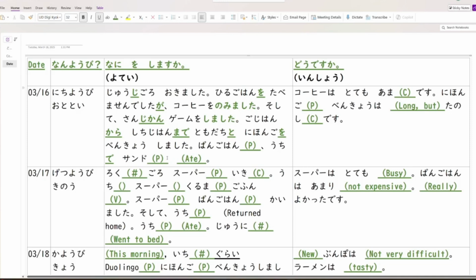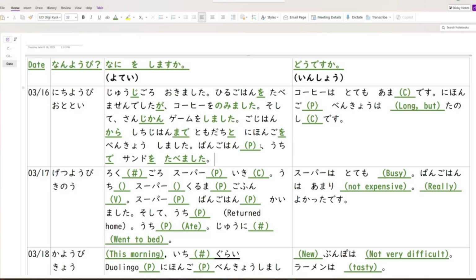We're eating this, so maybe this is the o tabemashita, and then the other particle would be something else. You are correct. It will be something else. Bangohan, uchi de. At your house, you ate a sandwich.